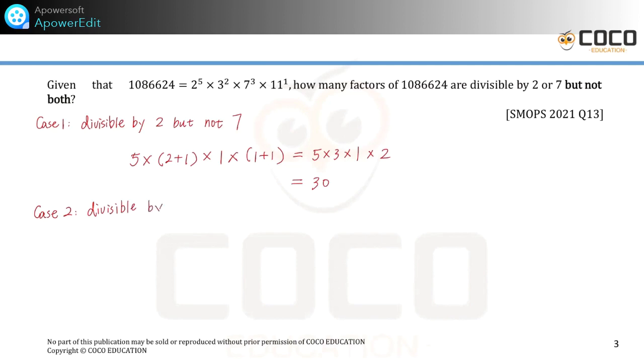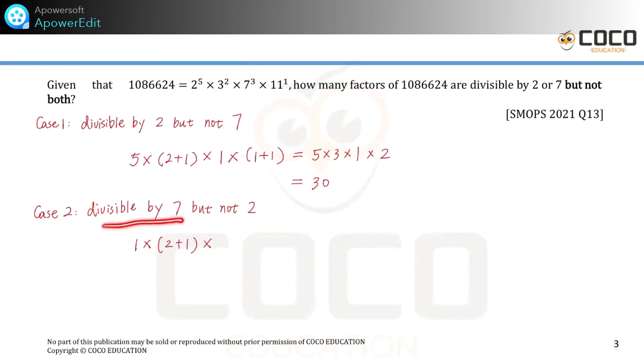Case 2 is that the number is divisible by 7 but not divisible by 2. If it's not divisible by 2, it means for the factor of 2, it contains 0 of them. To the power 0, there's one way. For the factor of 3, this is the same. There are 3 ways, either 0, 1, or 2, that's 2 plus 1.